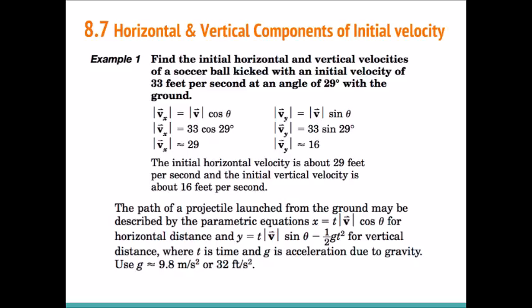And then the path of a projectile launched from the ground may be described by the parametric equations, which is x equals t vector v cosine theta for horizontal distance, and y equals t vector v sine theta minus 1/2 g t squared for vertical distance, where t is time and g is acceleration due to gravity. You use g as about 9.8 meters per second squared, or 32 feet per second squared.